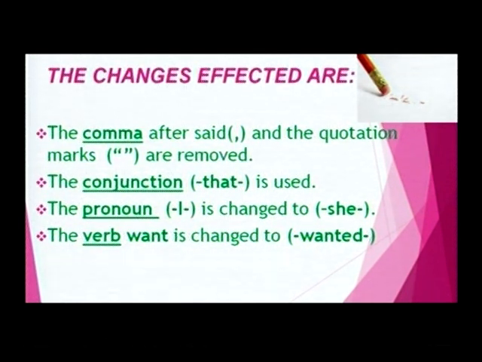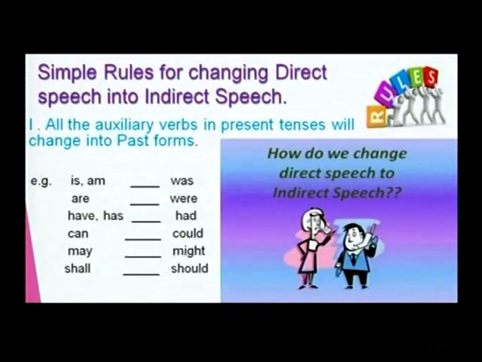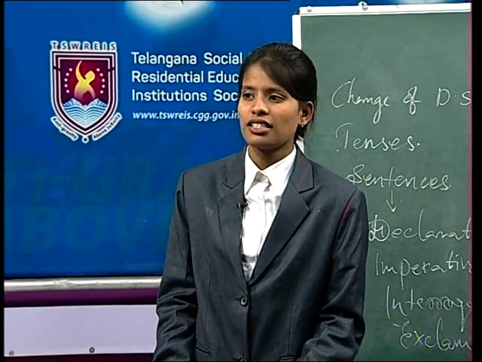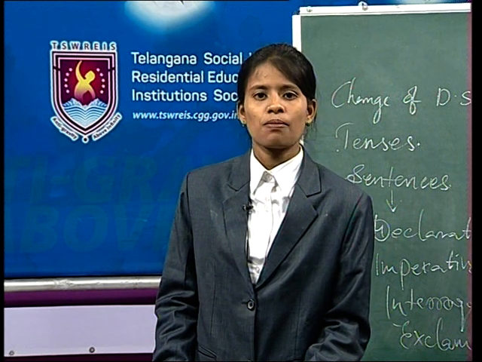These are the changes affected here. The comma and the quotation marks will be removed all the time in indirect speech, and the conjunction that will be used. And the pronoun I became she and verb want became wanted. Like that, these are the simple rules for changing the direct speech into indirect speech.